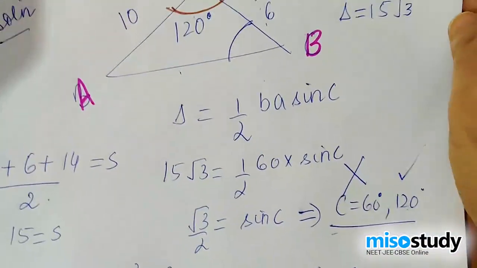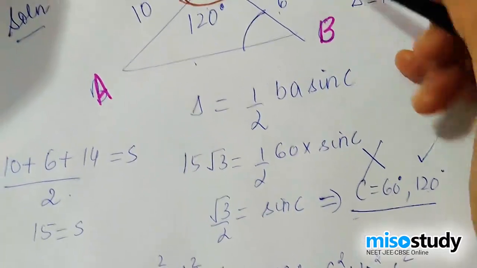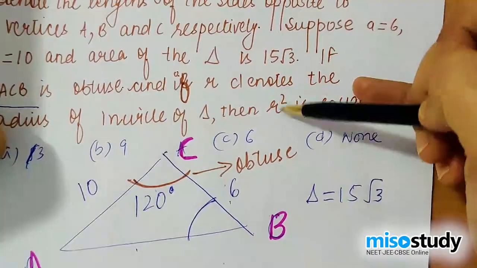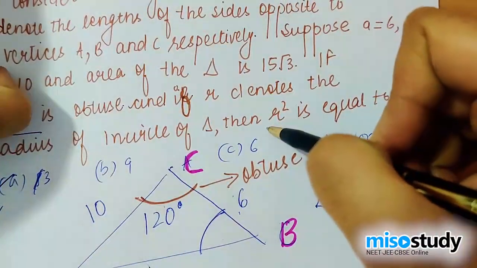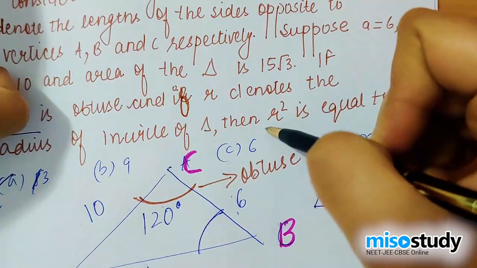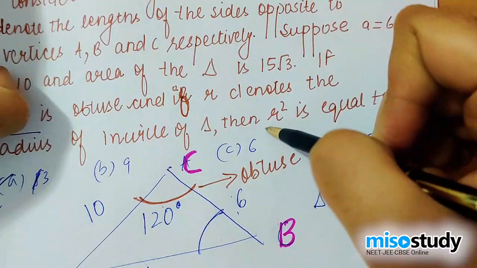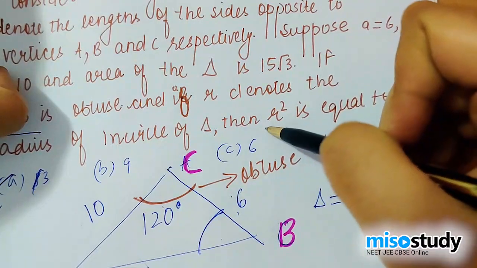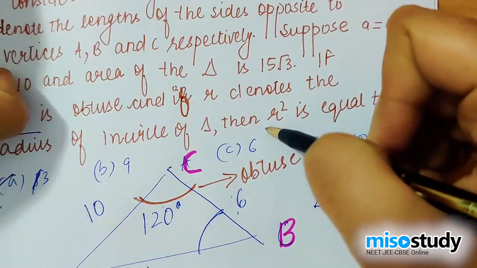Let me come again with the same question. We were asked to find out r square. For that I know the formula delta square by s square. Now I have delta, what I don't have is s. S is the semi-perimeter, so certainly I need to find out the length of all the sides, out of which 2 are given to me. So I need the third.